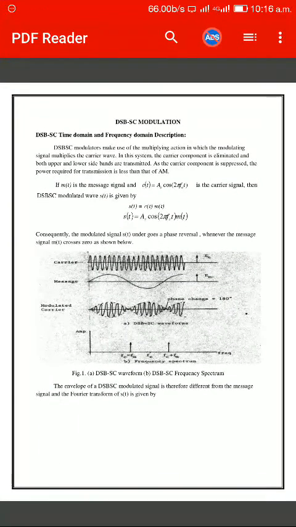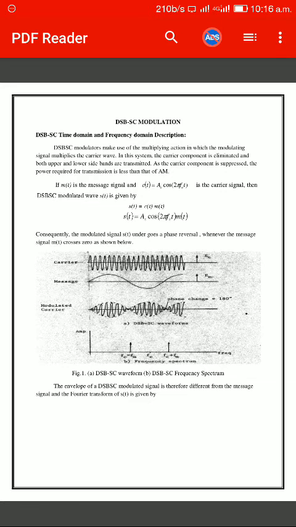In the last class we have been discussing the generation of a DSBSC, and some methods. What are the advantages of DSBSC over double sideband with carrier? Here, in double sideband suppressed carrier, the carrier component is going to be suppressed.